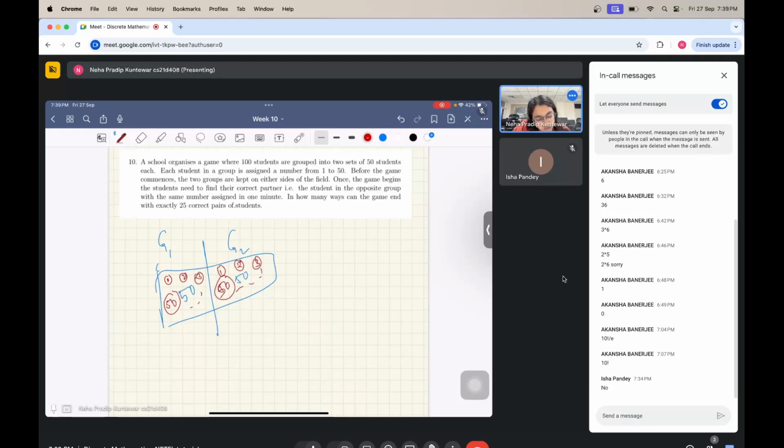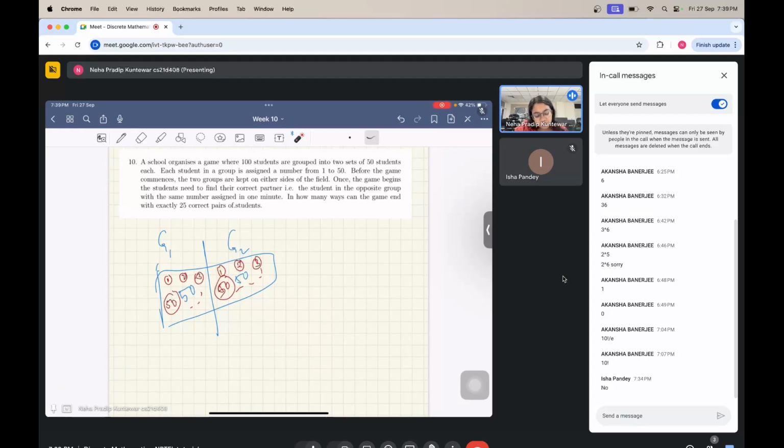Now what happens is, they're going to club themselves together into pairs of two. Once the game starts, they're going to find their partners. So maybe a 3 from here can be a partner of a 1 from here, or can be a partner of a 3 from here. Essentially you're going to pick one person from here, one person from here, and they're going to form a team.